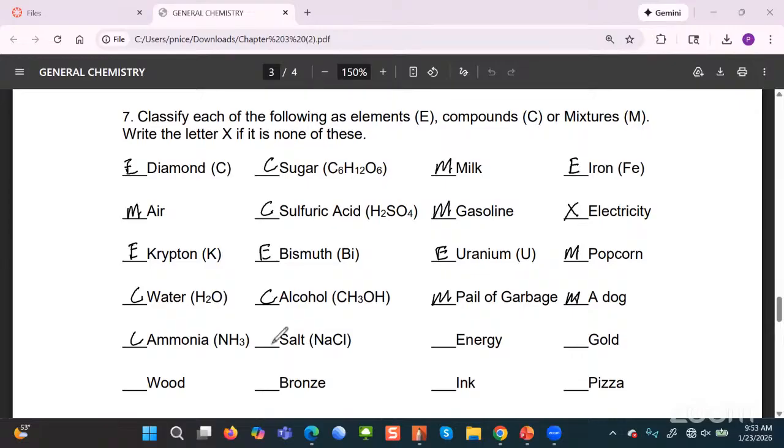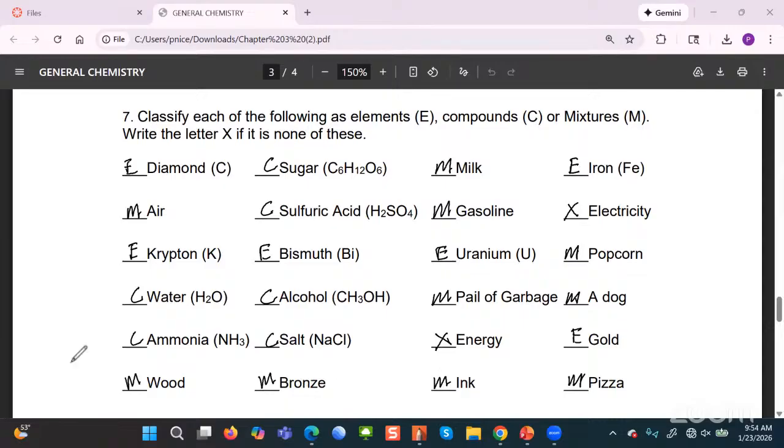Salt, compound. Energy, none of the above, right? Gold, element. Okay. Wood, mixture. Bronze, mixture. Ink, mixture. And pizza. I just had pizza for dinner yesterday. Why wouldn't bronze be a compound? No, bronze would be a mixture because it's a mixture of two metals.